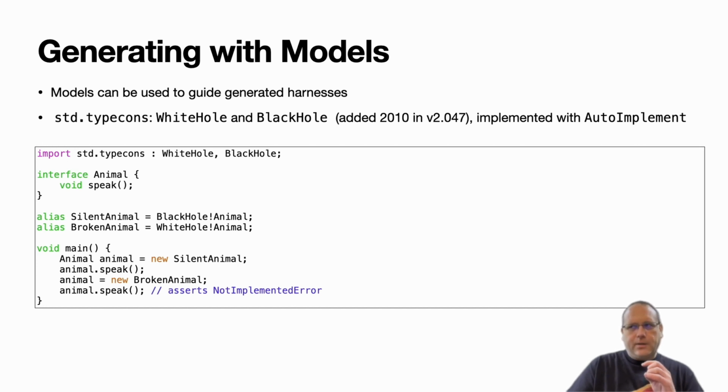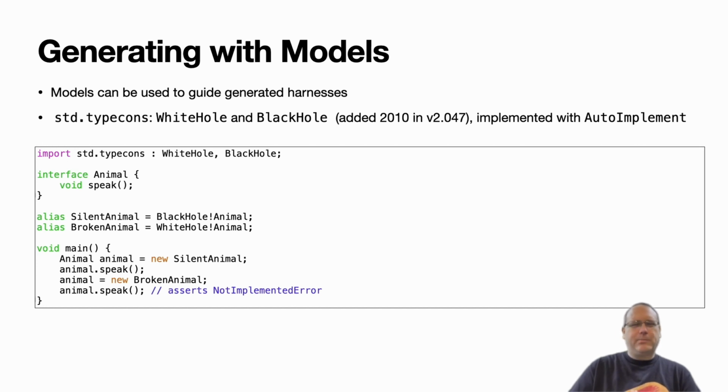So take Strawman Structs, we had a model that all it did was exist as a model, and we used it to look at other things. Well, now we're going to use a similar thing to say, I'm actually going to generate the code for this. I'm not checking to see if something matches. I'm actually generating the new thing. And this kind of starts with white hole and black hole, which were added in 2010. And it's implemented with auto implement.